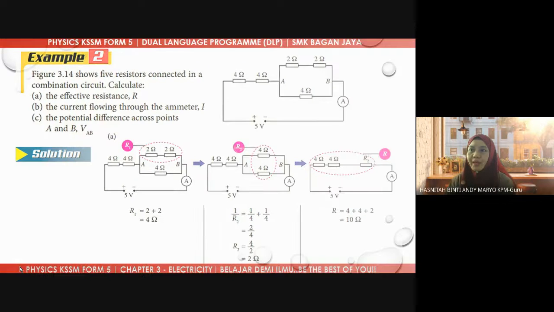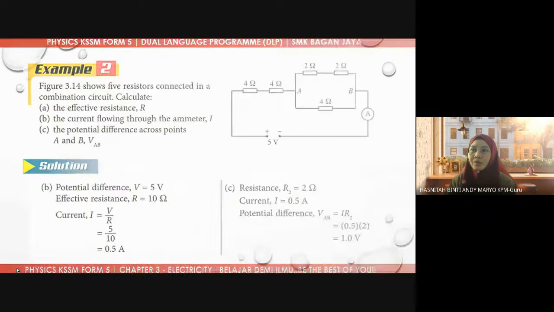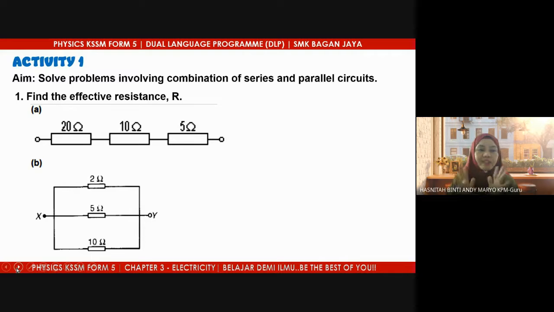Okay, students, for our module, let us try to do a few exercises today. I hope you are ready and good to go. First diagram, very easy. Can you tell me what kind of circuit we have here? We have 3 resistors with 20 ohm resistance for the first one, 10 ohm for the second, 5 ohm for the third. Okay, very good.